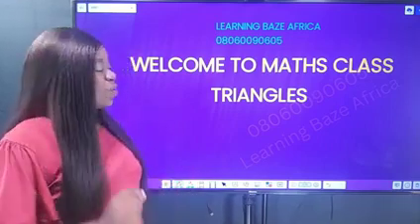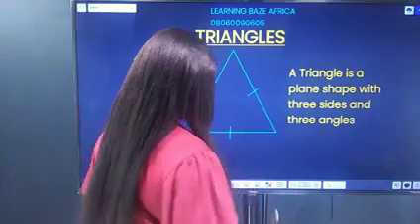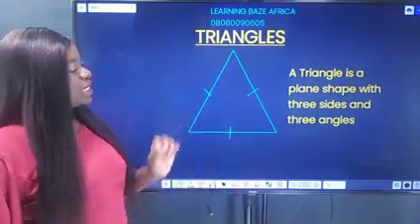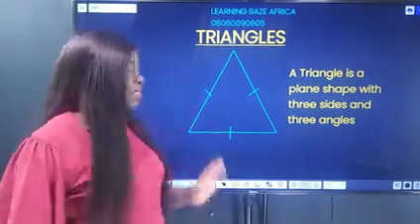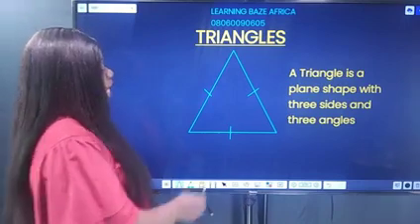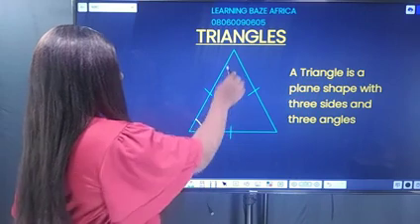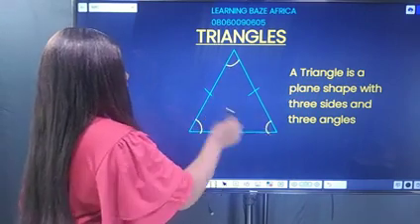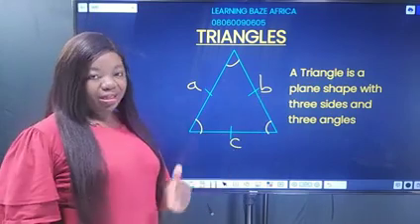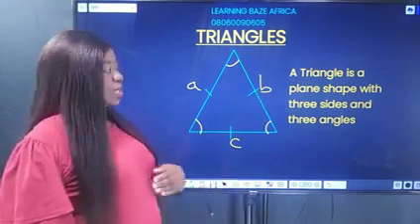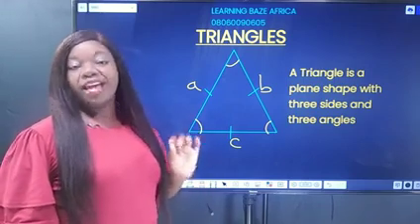Right now you'll be learning what triangles are. Now let's do some operations in mathematics that have to do with triangles. What is a triangle? A triangle is a plane shape with 3 sides and 3 angles. As you can see in the diagram on the board, we have 3 sides of the triangle and we also have 3 angles. These are the angles. We call these angles and we call these sides. The sides A, B, C are the 3 sides of the shape triangle. So that's to tell you that a triangle has 3 sides and 3 angles.